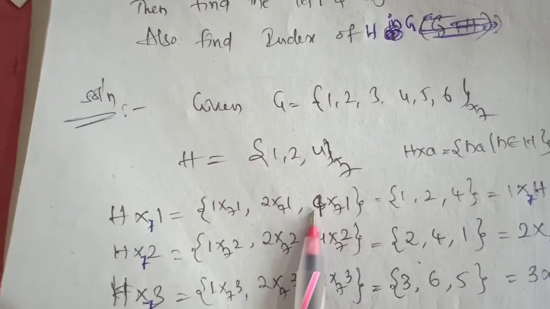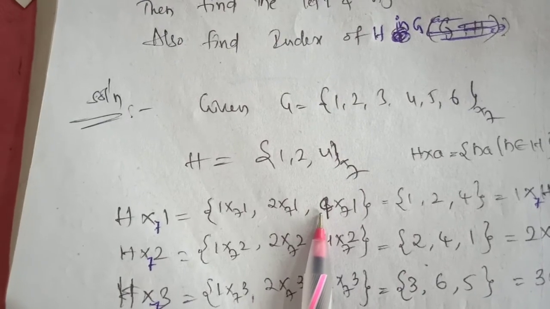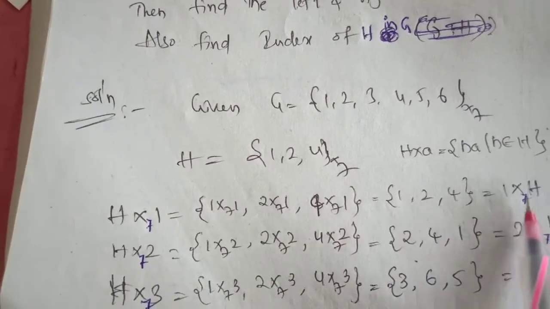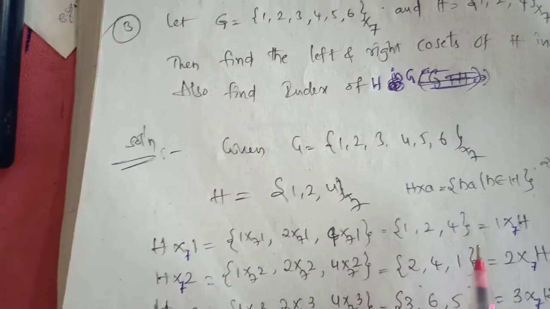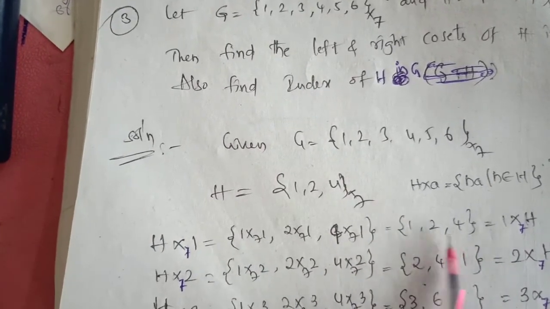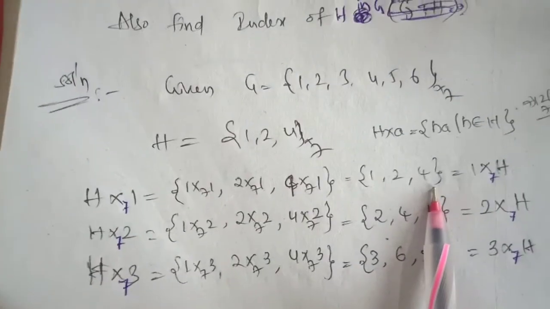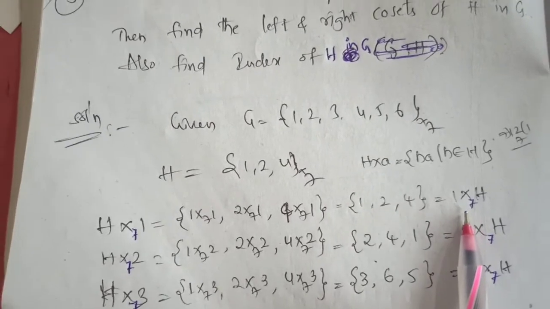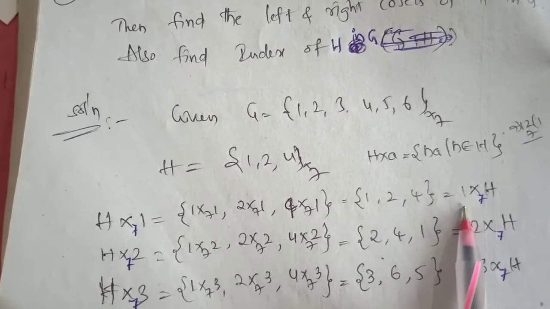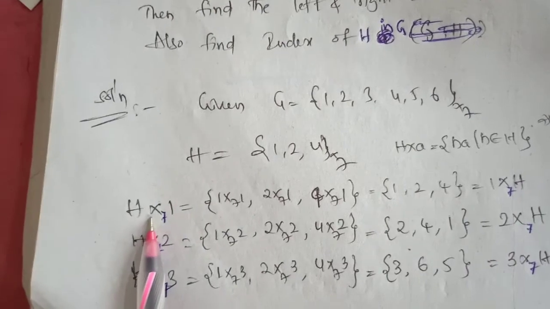In general multiplication, 1 into 1 is 1, 1 into 2 is 2, 1 into 4 is 4. So we get 1, 2, 4, right? Which is also the same as 1 multiplication modulo 7 H. This is called a left coset, and that is called a right coset.